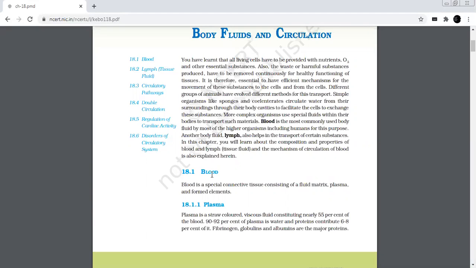Blood is a special connective tissue comprising a fluid matrix, plasma, and formed elements. The plasma forms the fluid medium in which the blood cells float and carry out different important functions. Plasma is a straw-colored, viscous, slightly alkaline, aqueous body fluid. It forms about 55% of blood.